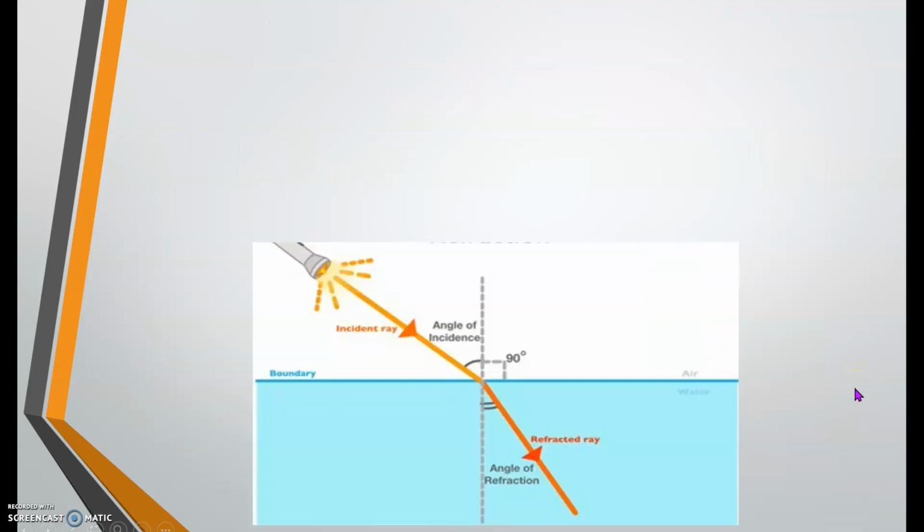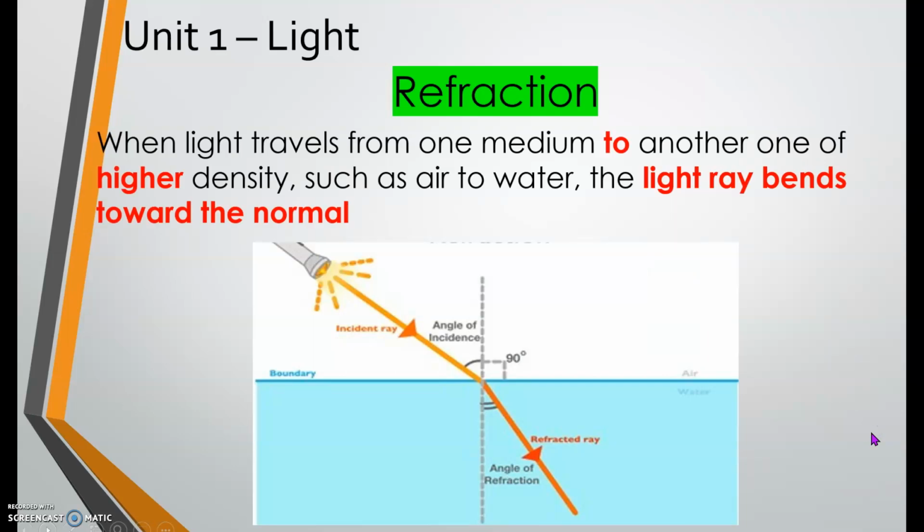Now let's move on. Now let's talk about refraction. When light travels from one medium to another one of higher density, such as air to water, the light ray bends toward the normal. Let's see an example here in the picture. So when light travels from air to water, air has lesser density than water.